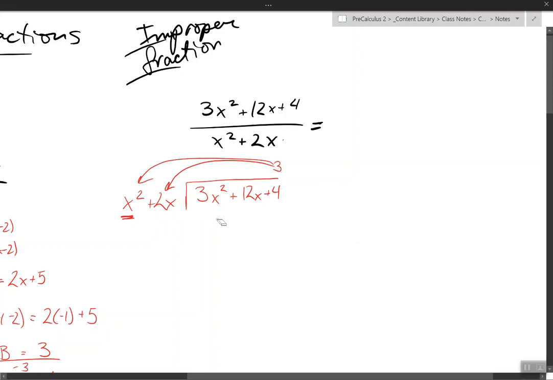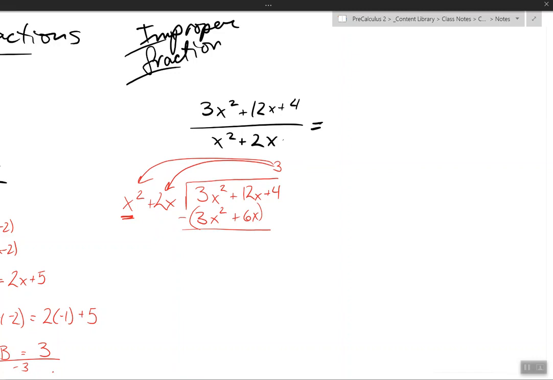So we would get 3x squared and 6x. Once we do that, we want to subtract, which again is different than the matrices. We were adding, this time we're subtracting.